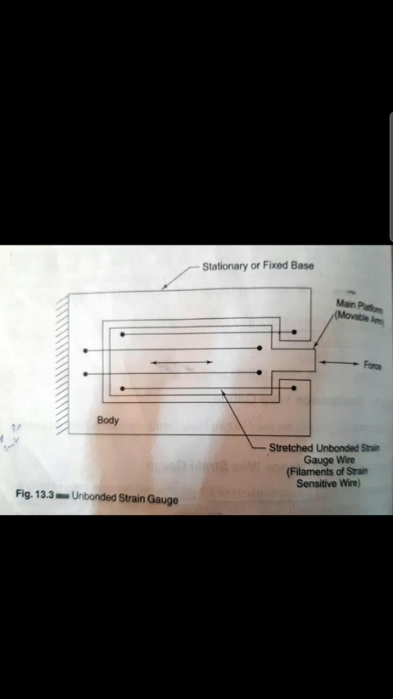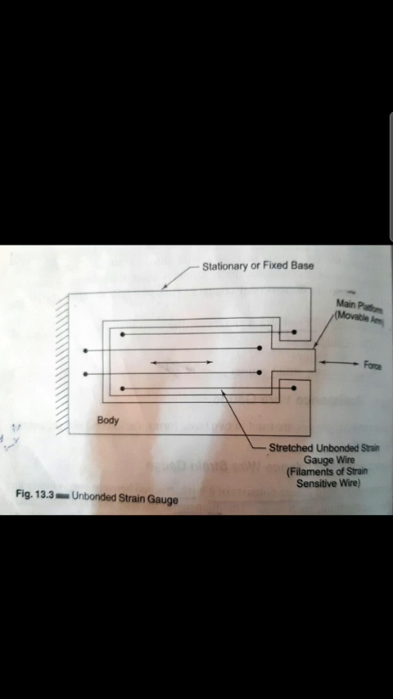The following types of strain gauge are the most important. The first is the wire strain gauge, the second is the foil strain gauge, and the third one is the semiconductor strain gauge. The first is the resistance wire gauge.